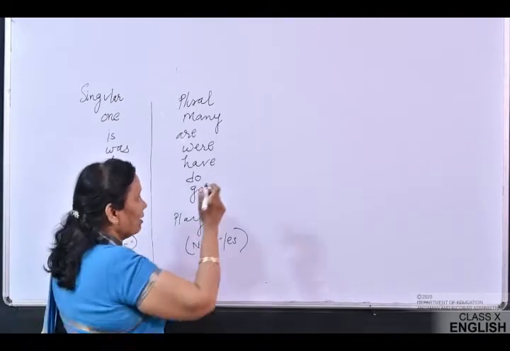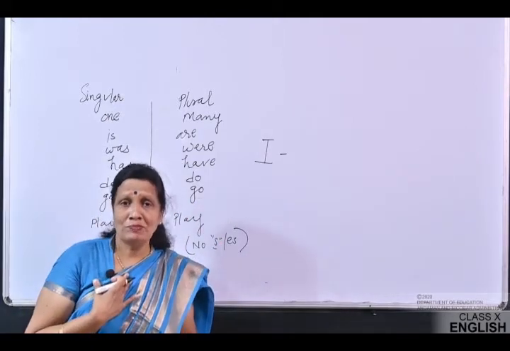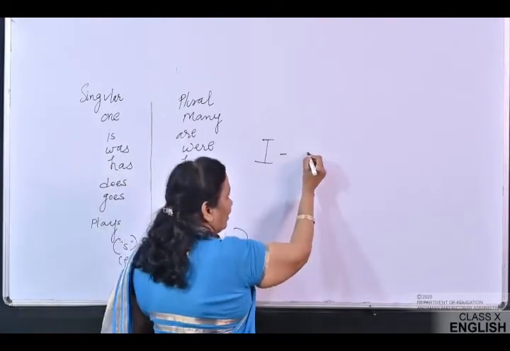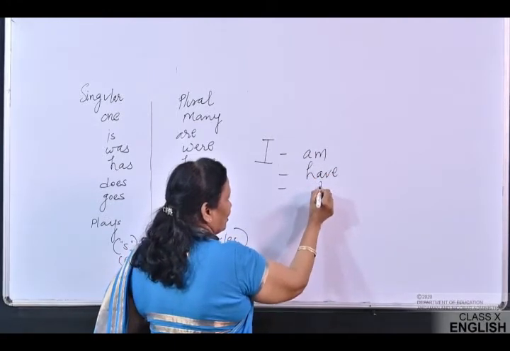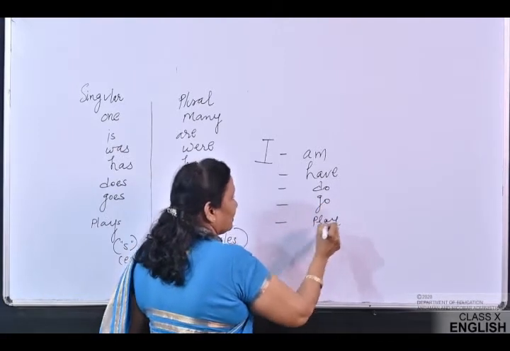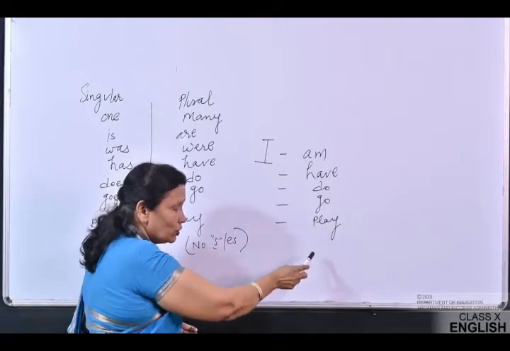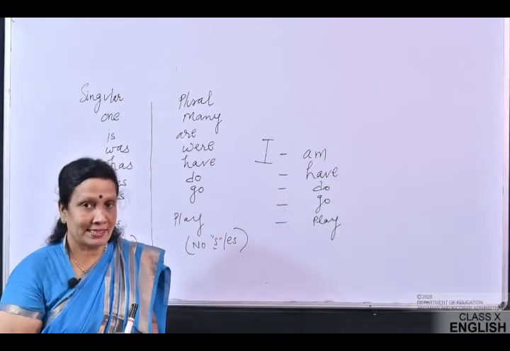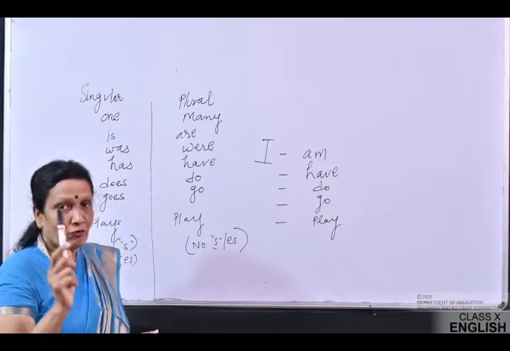Now, you will have a doubt regarding I. I means me, okay. I'm one person, but what do we use with I? I am, I have, I do, I go, I play. So with I you have to use the plural form. I is an exceptional case, though it is one person, the first person, I. So with I you have to be very careful.